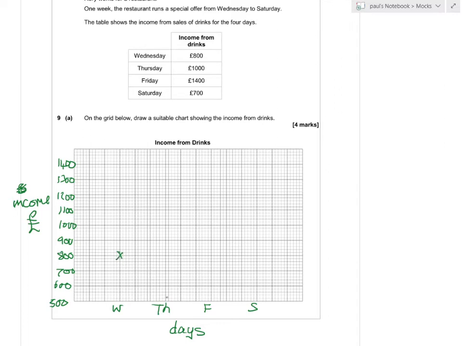Okay, so on Wednesday we made 800. On Thursday we made 1,000. On Friday we made 1,400. And on Saturday we made 700. I'll join them up.